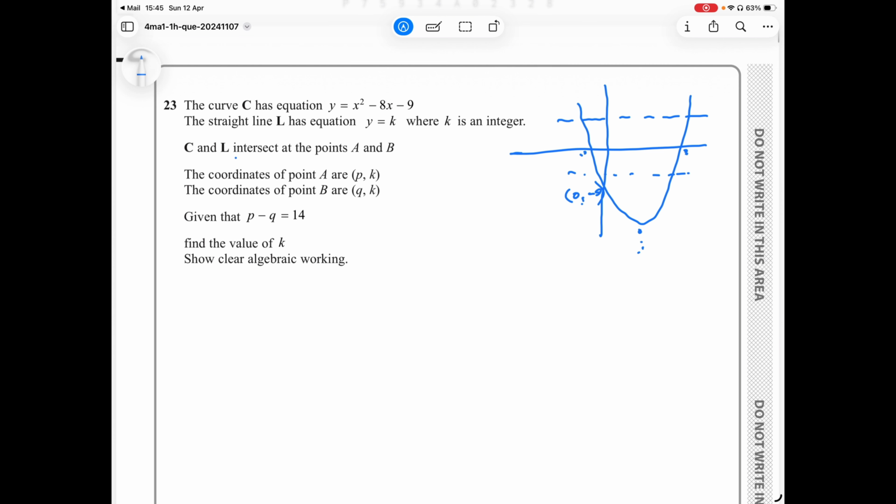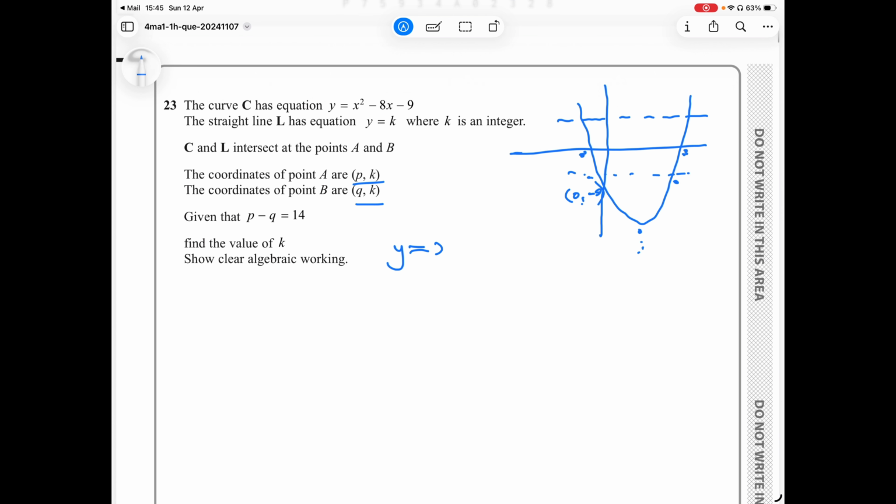Because it says C and L intersect at points A and B, and the coordinates of those are P, k and Q, k, and that P minus Q is 14. So between here and here is 14. Right, so first I'm going to find out what those points are and see if they're 14, because that would make life seriously easy, wouldn't it?